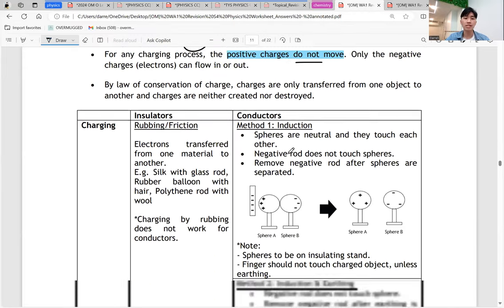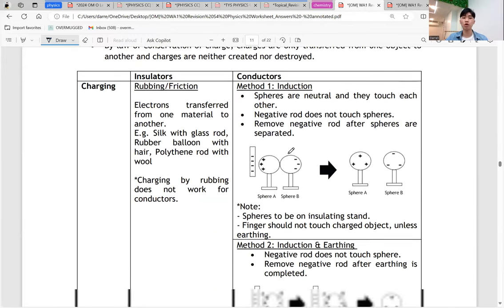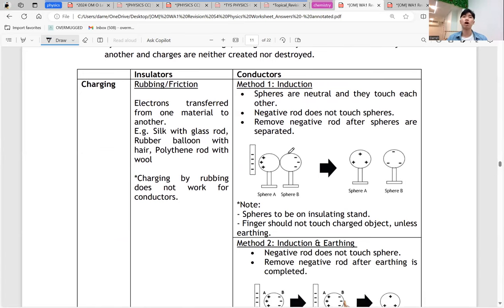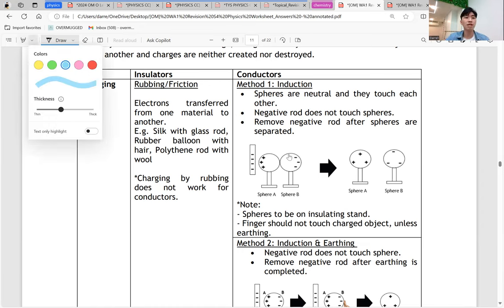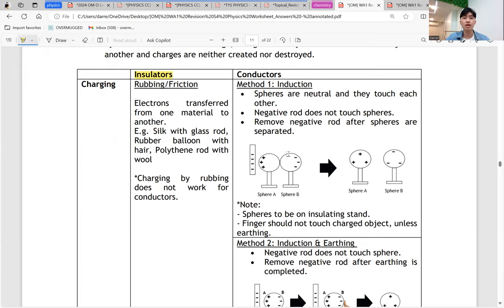Now, of course, there are a couple of things we need to take note of, starting with the different ways of charging an object. Most objects by themselves are neutral. How do we make them positively or negatively charged? When dealing with insulators, you just need to charge it via rubbing or friction. So the famous example is how we can transfer charges from a rod to a cloth. All it means is that friction will be able to transfer charges.